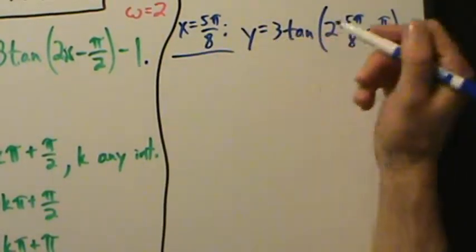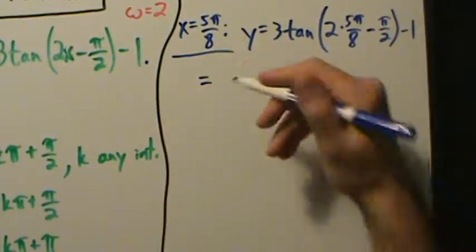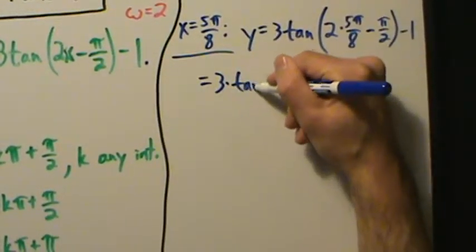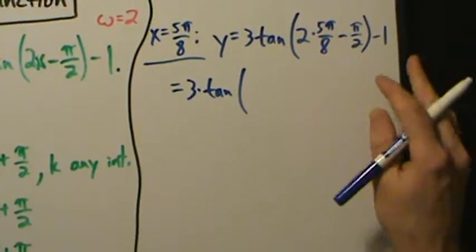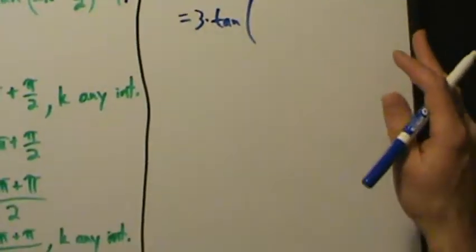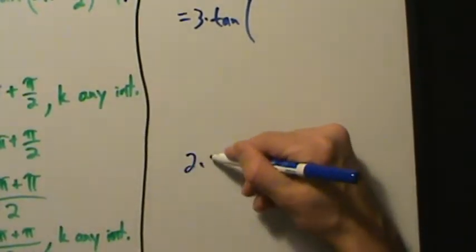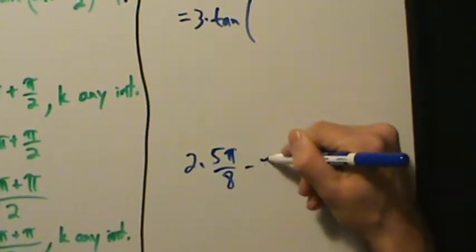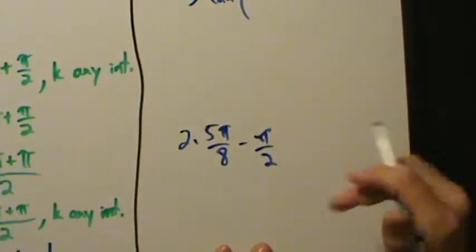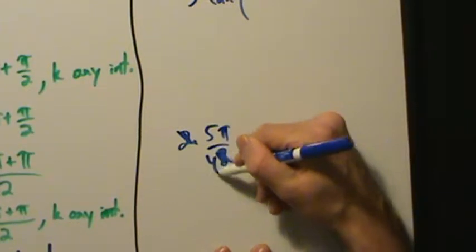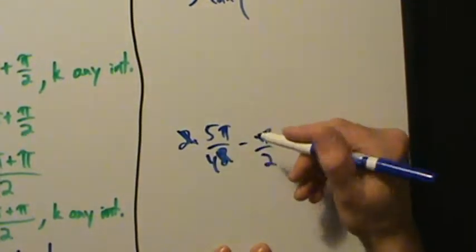So continuing with this, that's going to give us 3 times the tangent of 2 times 5 pi over 8, all minus pi over 2. So let's simplify that outside here. 2 times 5 pi over 8 minus pi over 2. We'll come off to the side separately and simplify. So 2 goes into 8 4 times. So this is 5 pi over 4 minus pi over 2.